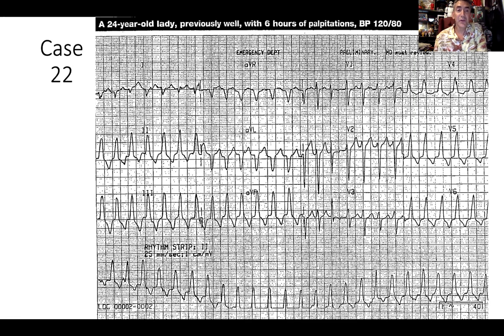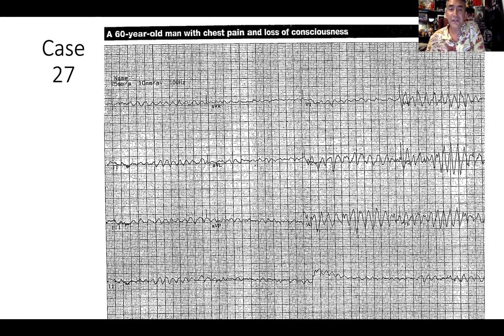Case 22, we have a 24-year-old lady, previously well, with 6 hours of palpitations. And so we start to see some different situations here. Our lead two rhythm strip is down below. See what you can come up with. What's going on with this 24-year-old lady? Normal blood pressure, but palpitations. See what you can come up with there.